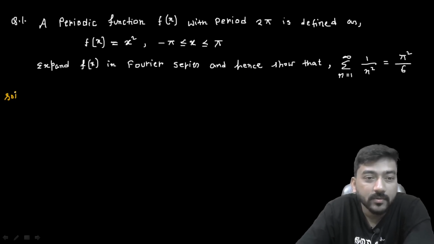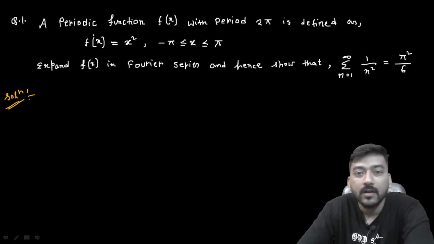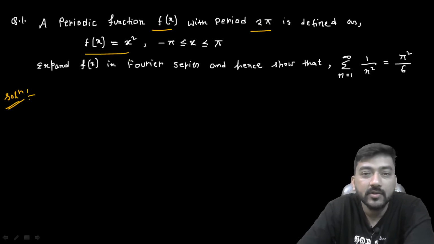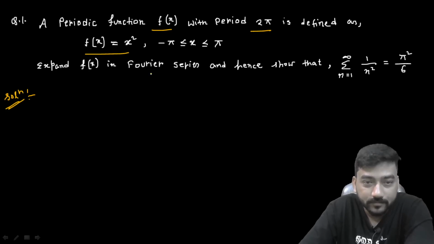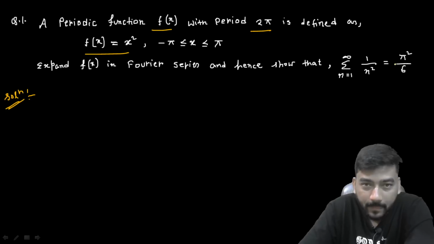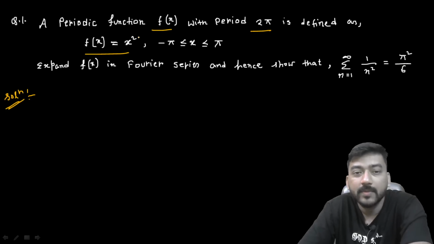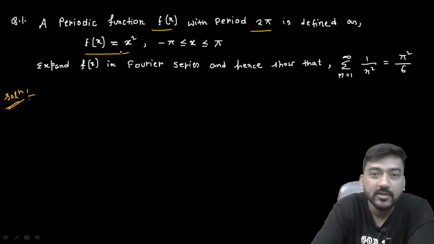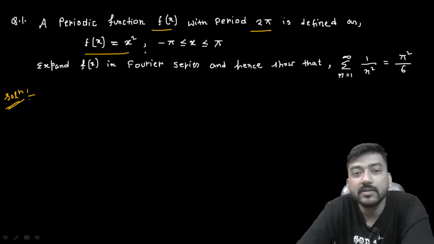So let me solve this problem first. A periodic function f of x with period 2 pi is defined as f of x is equal to x square, from minus pi to plus pi. Expand f of x in Fourier series and hence show that summation 1 upon n square is equal to pi square upon 6. So let me first find the Fourier series of this function. We are given that f of x is equal to x square. So what we have to find first are a0, an and bn.